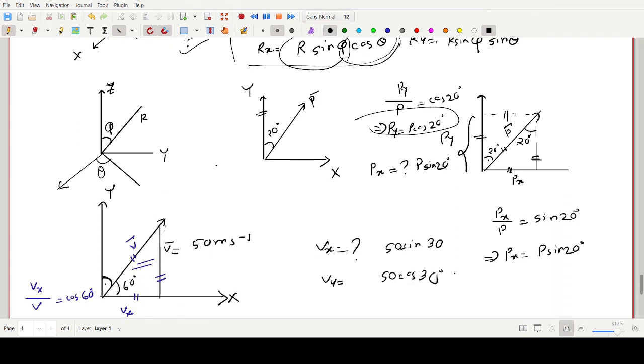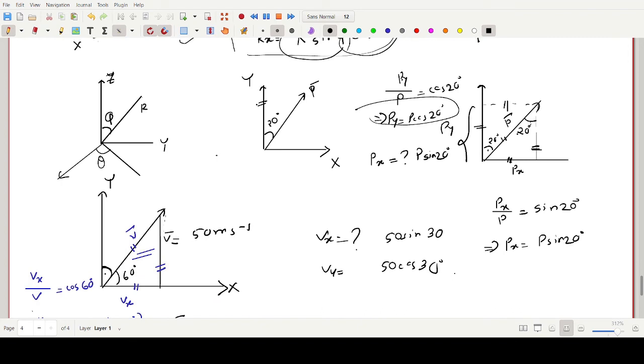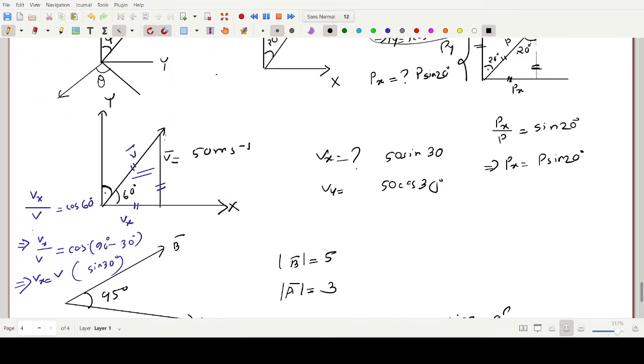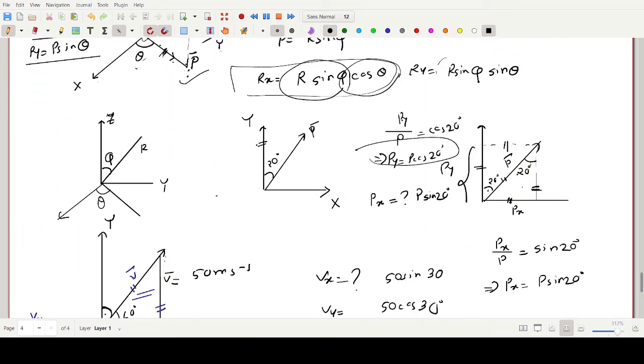Okay. So this is the thing. Now you have seen that we can do it in this way: px equals p sine 20 degree, py equals p cos 20 degree. We can also calculate it in another way. If it's 20 degree, the other angle is 70 degree. Then px equals p cos 70 degree and py equals p sine 70 degree. So px equals p sine 20 degree, which equals p cos 70 degree.